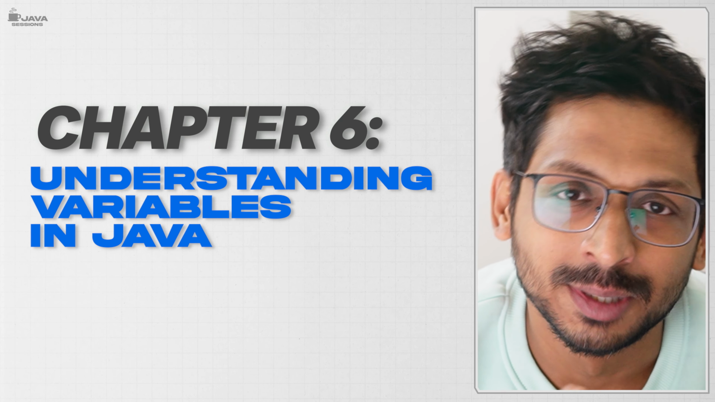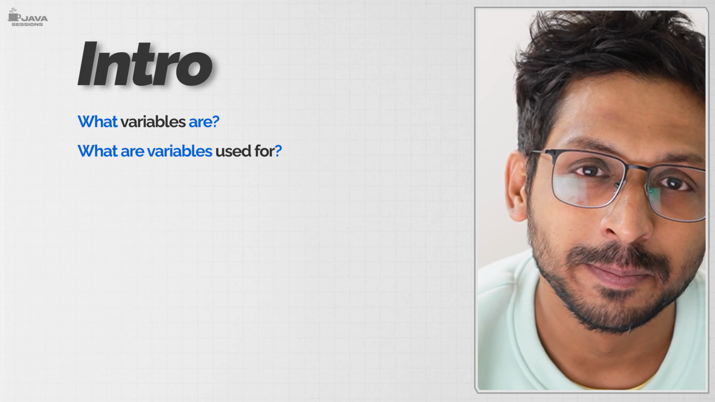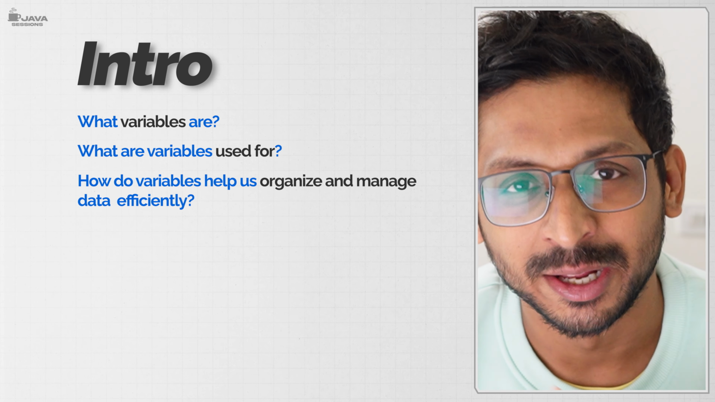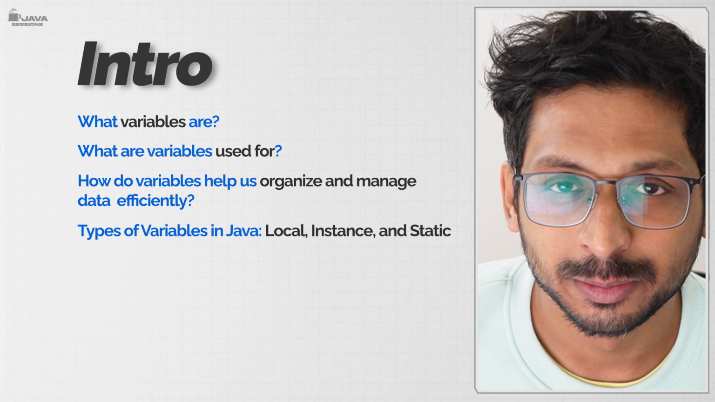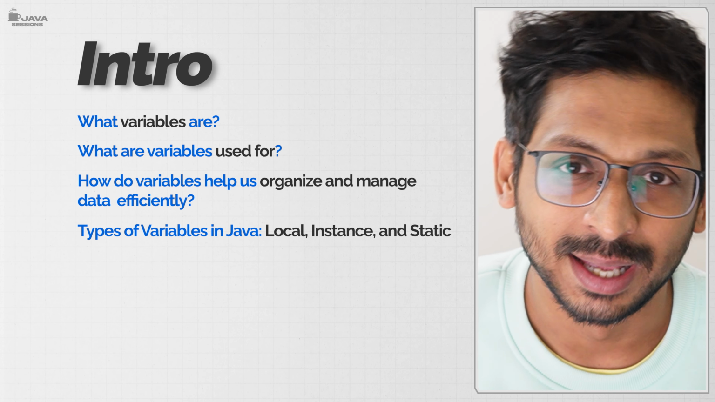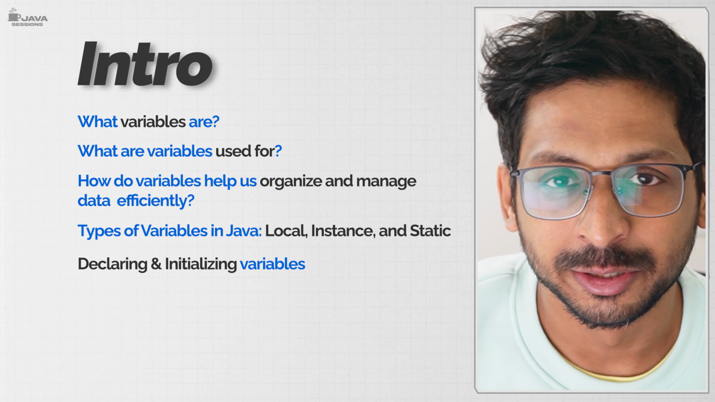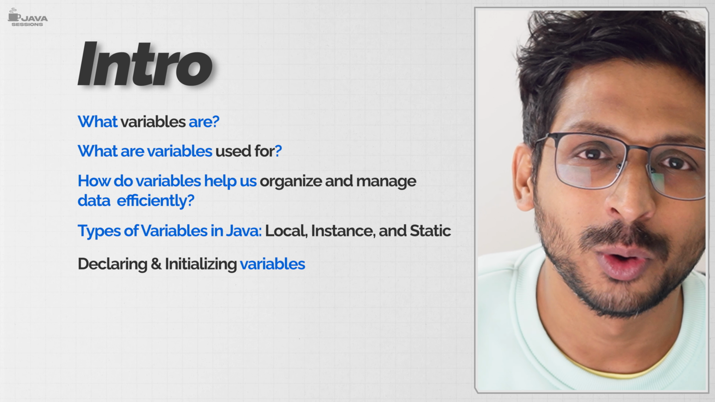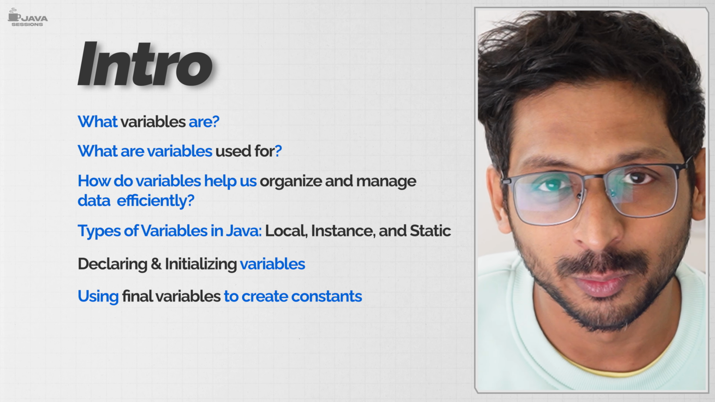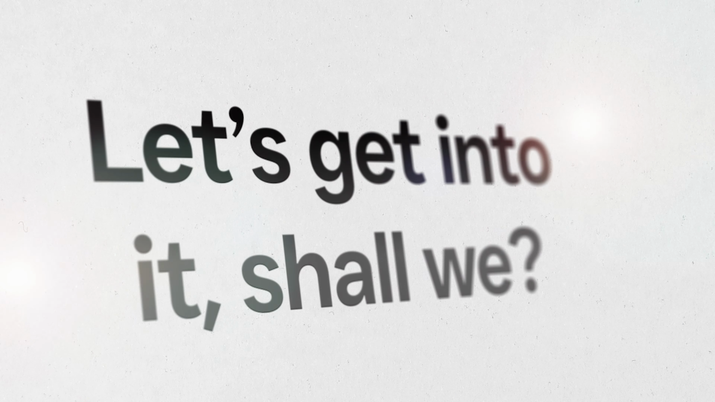In this chapter, we are diving into another essential concept of Java, that is variables. We'll break down what variables are, why we need them, and how they help us store and manage data in our Java programs. We'll also explore different types of Java variables, that is local, instance, and static, and how and when to use them. We'll also learn how to declare and initialize variables properly, some of the best practices while working with variables, and also about making the values of your variables unchangeable by using the final keyword. Let's get into it, shall we?